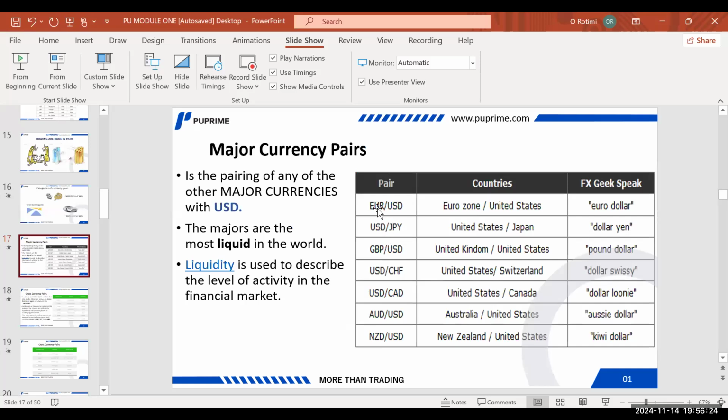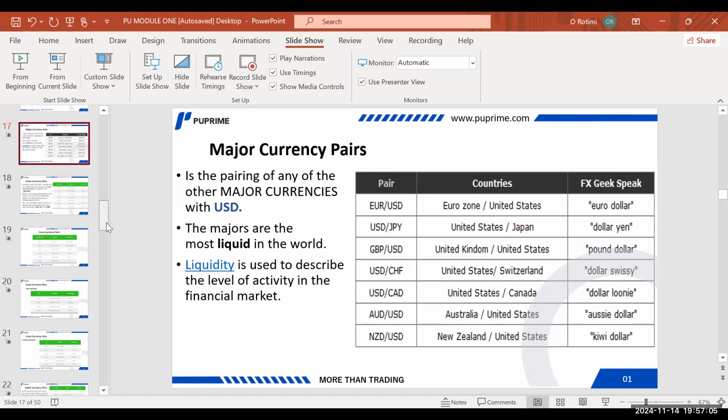You have the major currency pairs: Euro US dollar and Japanese yen, GBP USD, USD CHF, USD CAD, AUD USD, and New Zealand USD. And these are called the major currency pairs. And we say that these major currency pairs, they are the most liquid in the world. And liquidity is used to describe the level of activity, that is the level of transactions. Many countries do business with these specific countries, thereby leading to more trading volume of these currency pairs. So they are called the major currency pairs.